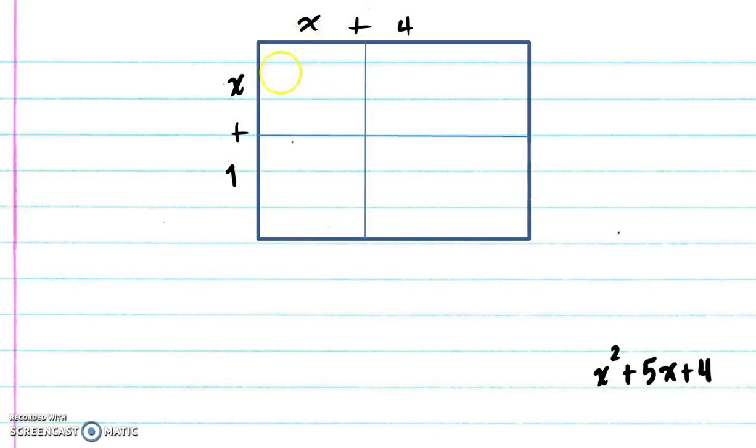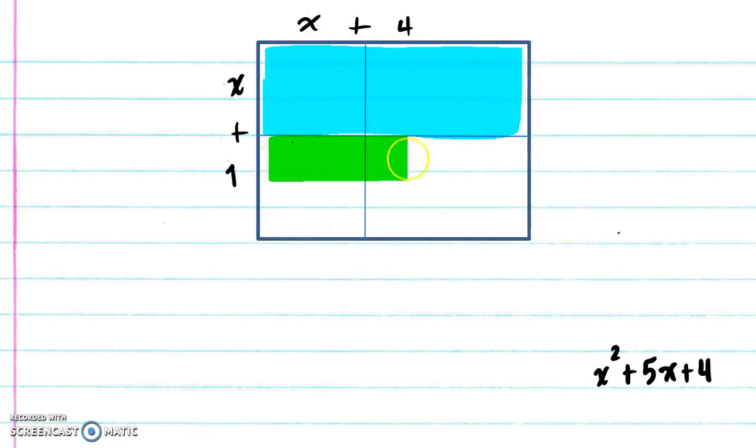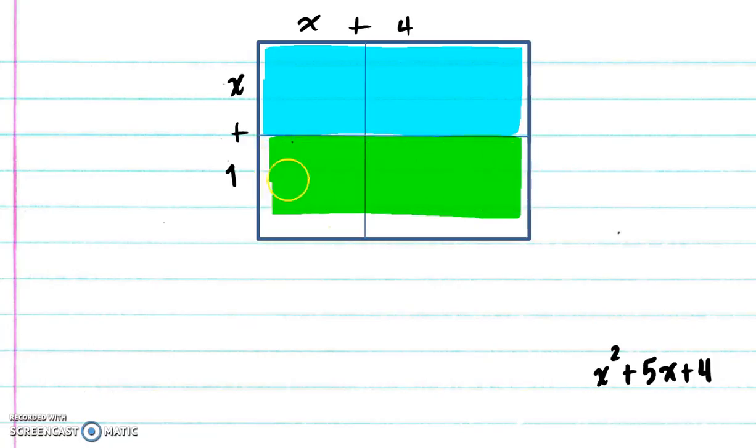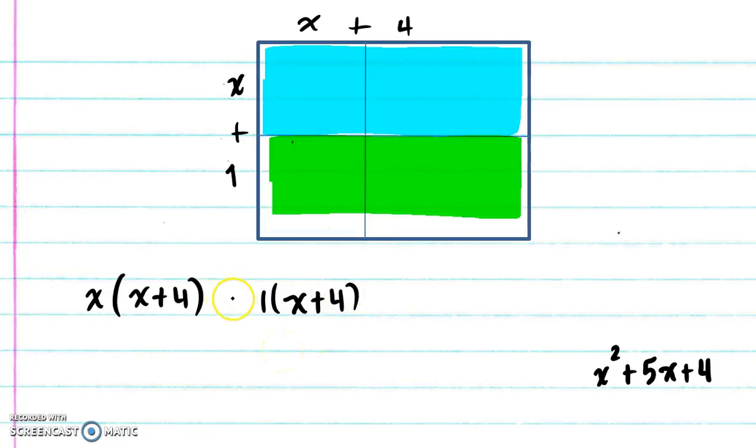What if I want to figure it this way? This section and this section. If I want to do 2 sections instead of 4 sections like I did the first time. Okay, so the area of the blue section is x times x plus 4. And the area of the green section is 1 times x plus 4. And then you would just add the area of the 2 sections together.